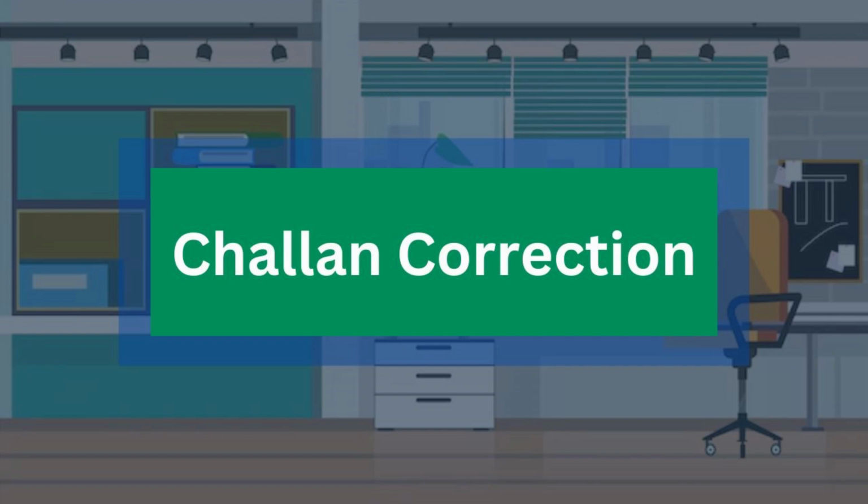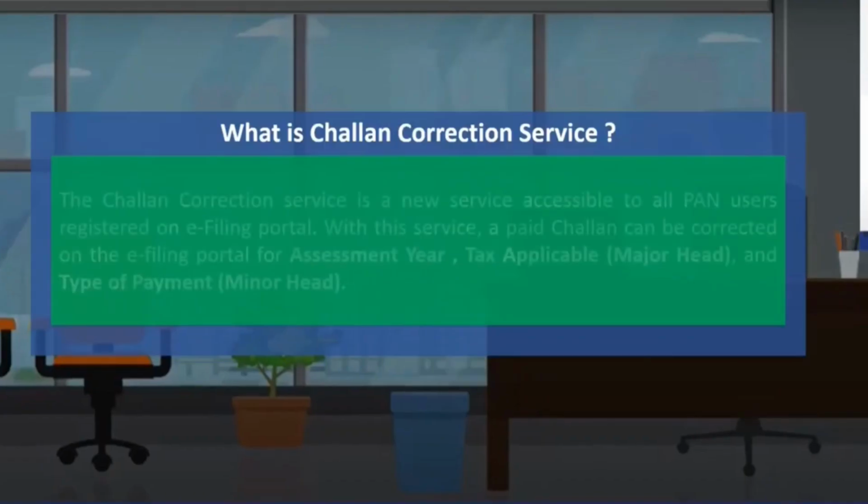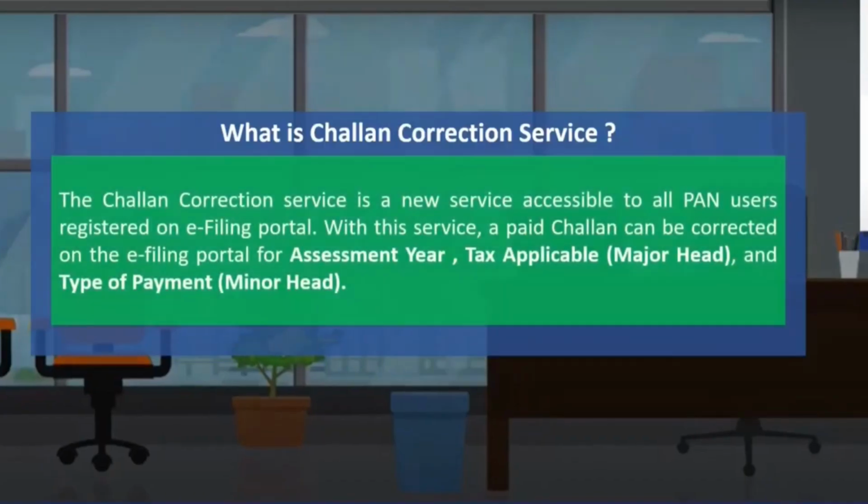This video is on Challan correction service available on the e-filing portal. The Challan correction service is a new service which is available to all PAN users who are registered on the e-filing portal. With this service, a paid challan can be corrected on the e-filing portal for assessment year, tax applicable which is a major head, and the type of payment which is a minor head.